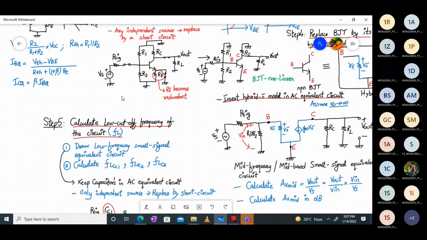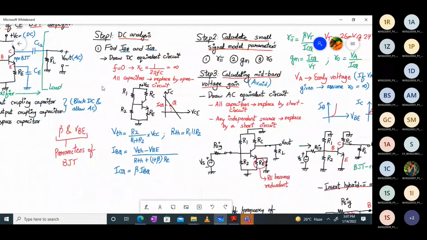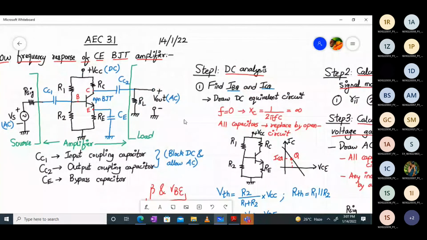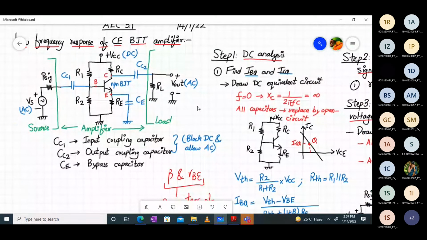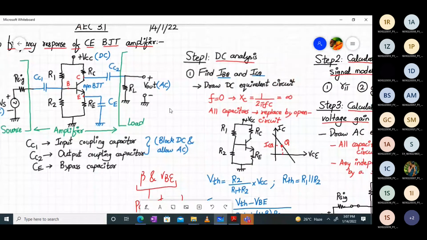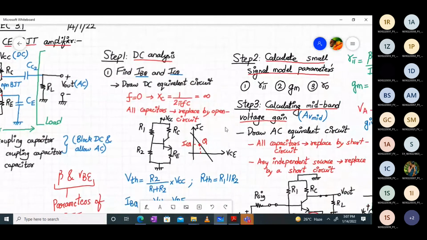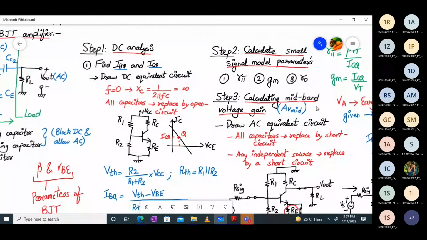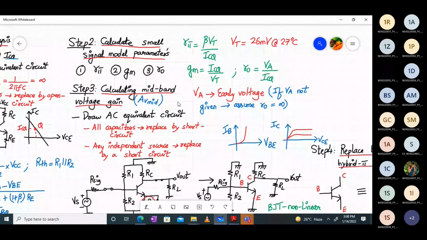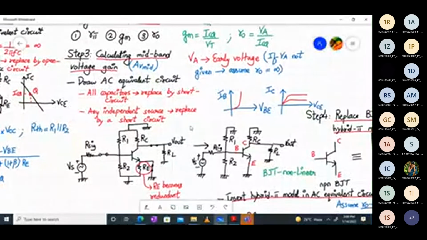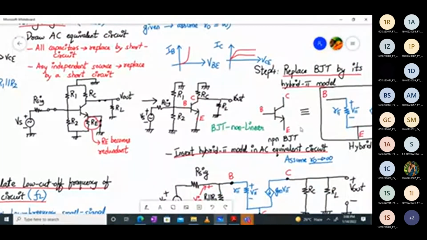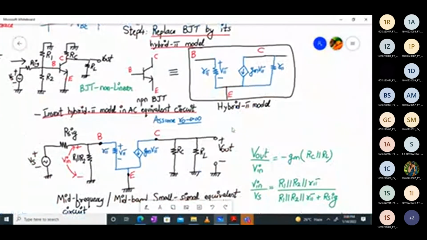Let me revise what we have covered so far. So we have started with BJT amplifier, right? What is the role of every component over there? The importance of the coupling capacitors and the bypass capacitor. Then the significance of the DC analysis part. Then in step 2, we calculated the small signal model parameters, R pi, GM and RO. Then we calculated the midband voltage gain AV mid. I have given you all the technique. We have seen the hybrid pi model also.